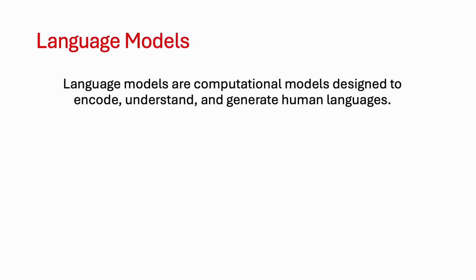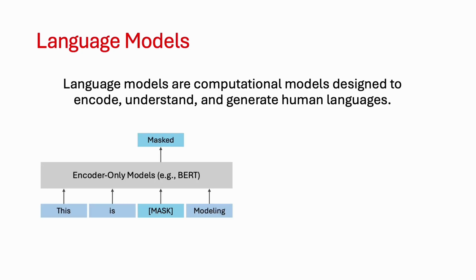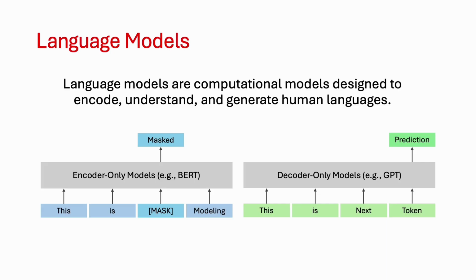Language models are computational models designed to encode, understand, and generate human language. Two widely used categories of language models are encoder-only models such as BERT that are trained to predict masked-out tokens using bidirectional context, and decoder-only models like GPT, which are trained to predict the next token given the previous ones.